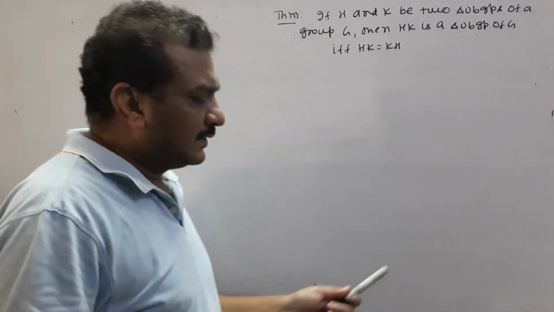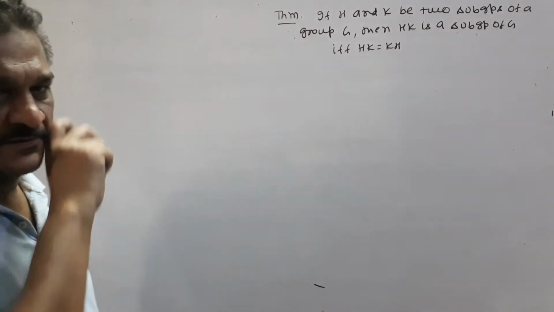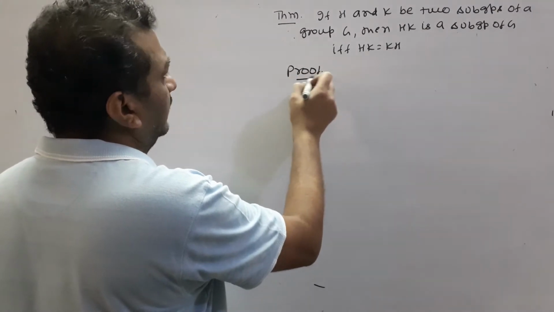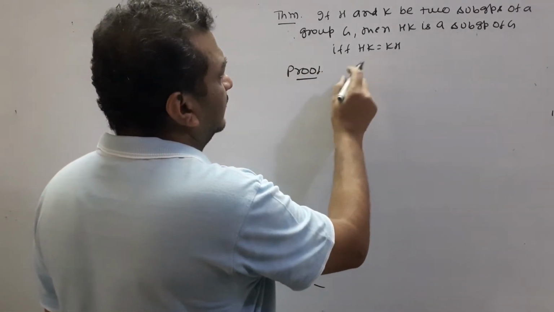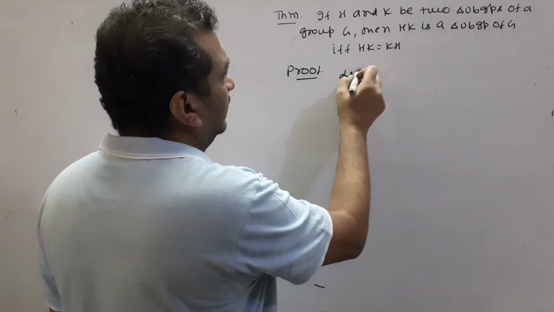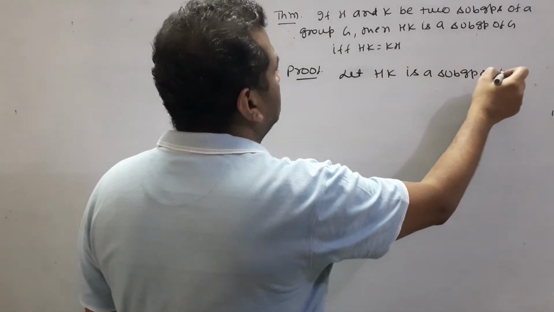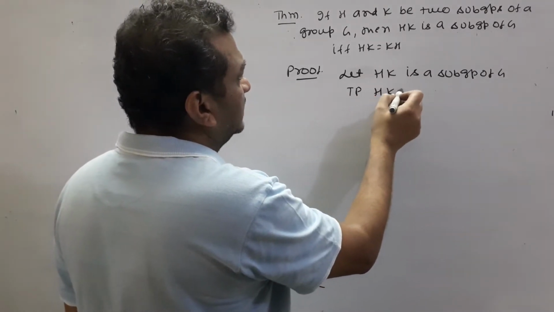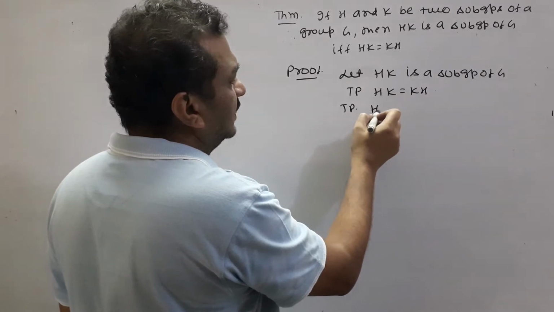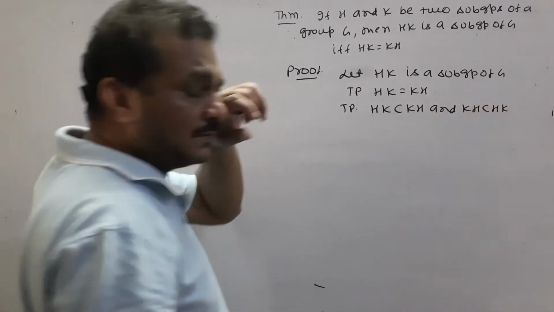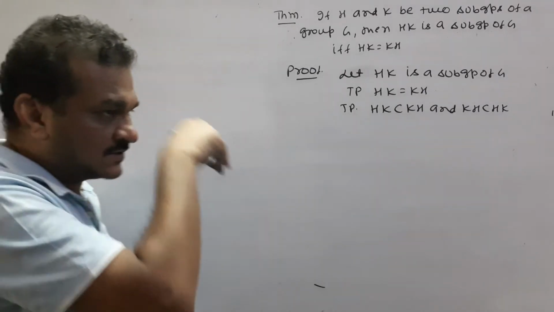Beta, the theorem: if H and K are two subgroups of a group G, then HK is a subgroup of G if and only if HK equals KH. Beta, given: let us consider HK is a subgroup of G. To prove HK equals KH, we prove HK is a subset of KH and KH is a subset of HK.